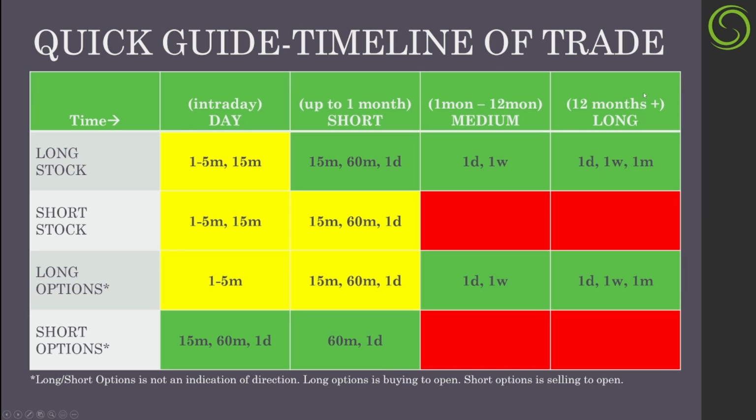I have, at the top, 4 columns up here. For a day trade or an intraday type trade, that's what this first column is. The second column is short term, which is up to about a month. Long term is 12 months or plus. And then the medium term is obviously going to be everything in between the short and long term, which is 1 month to 12 months.